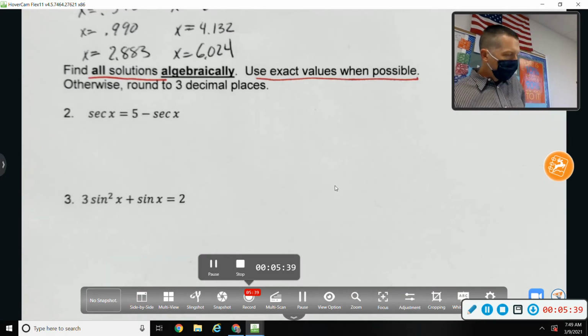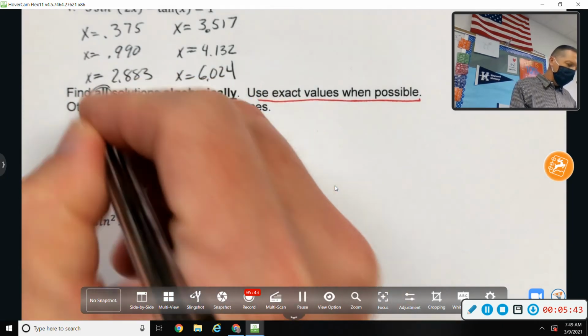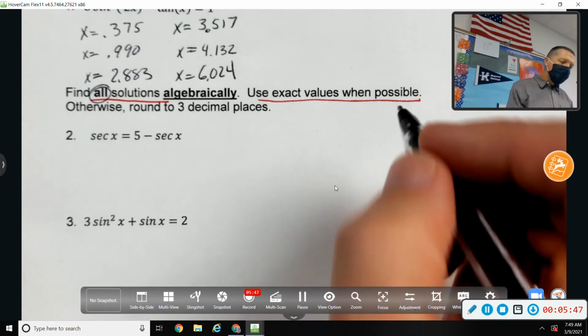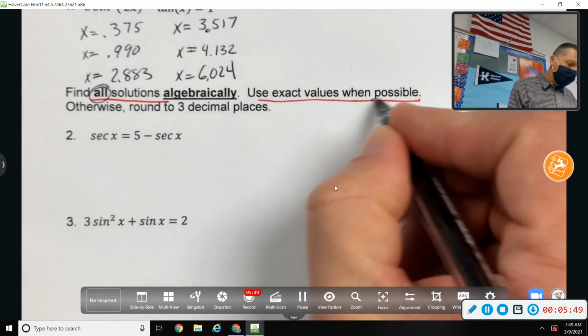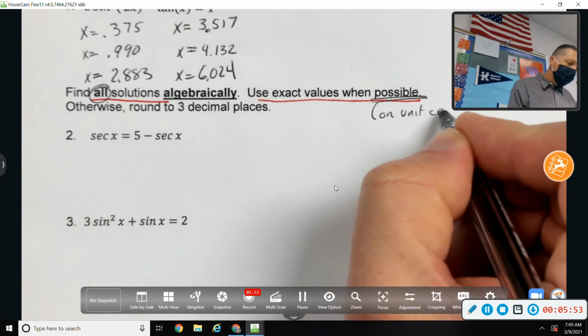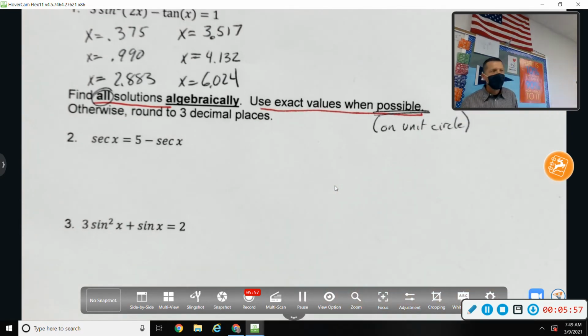Number 2. Find all solutions algebraically. All. So that means we're going to have to do the plus pi k or plus 2 pi k. Use exact values when possible. That would mean if they're on the unit circle. So even though you have a calculator, you may not need it for everything in this section.